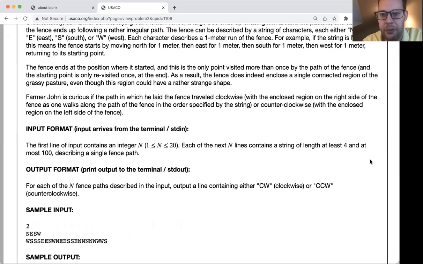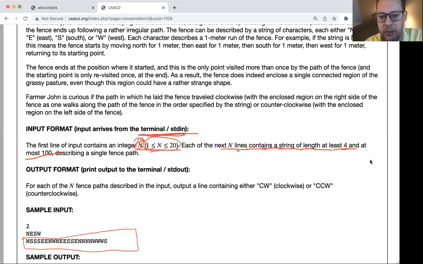Scrolling down to input. Input format comes from the terminal and standard inputs. This is just typed into the console. The first line of input contains an integer n, where n is 1 through 20. So this is how many test cases you have. You have up to 20 test cases. Each of the next n lines contains a string of length at least 4 and at most 100. Okay, so at most these fences are going to be 100 characters long, but they will be at least 4 because you need at least 4 in order to close your path.